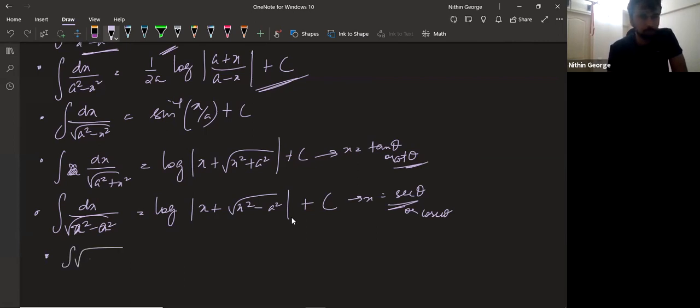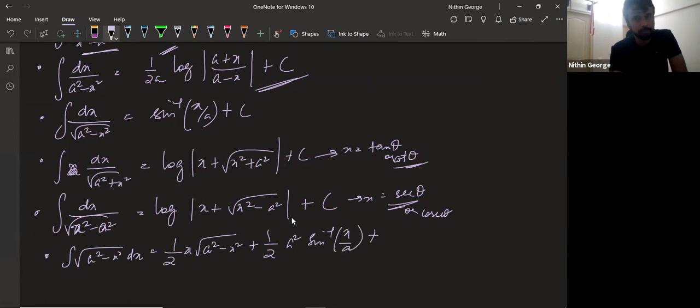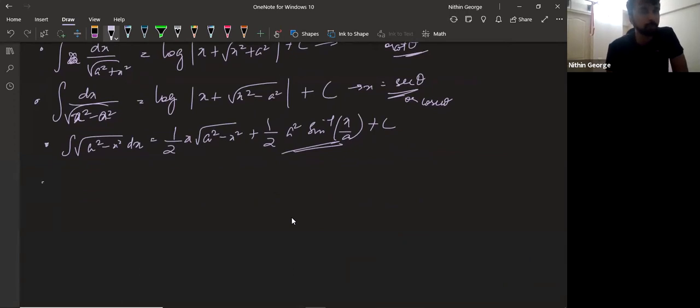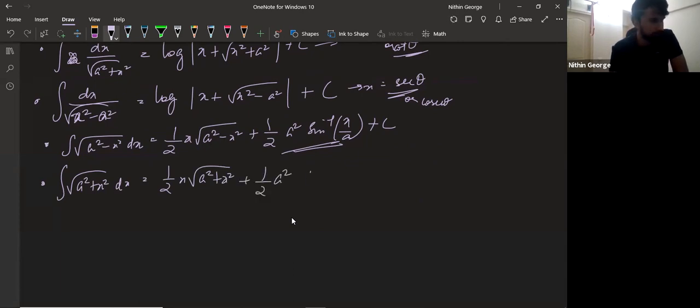then comes root of a square minus x square dx. What is this? x by 2 root of a square minus x square plus half a square sin inverse x by a plus c. Please remember this formula. Okay, please remember the next two formulas as well. Root of a square plus x square dx is 1 by 2x root of a square plus x square plus 1 by 2 a square.